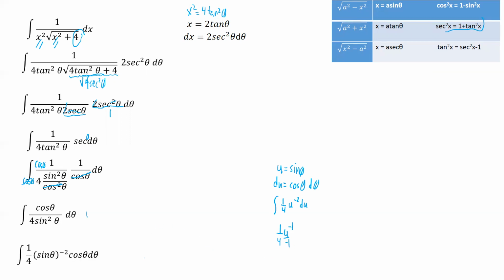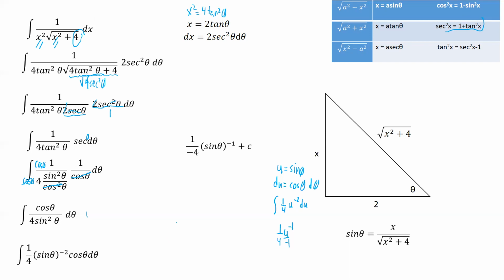Integrate that. 1 over 4 u to the negative 1 divided by negative 1. Sorry, I didn't actually write down what the integral was. So the integral 1 over 4 u, which was sine theta to the negative 1. And that's the only thing we had. So no arcsines involved in this one at all.